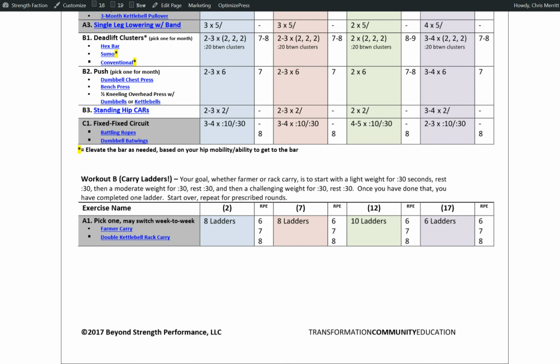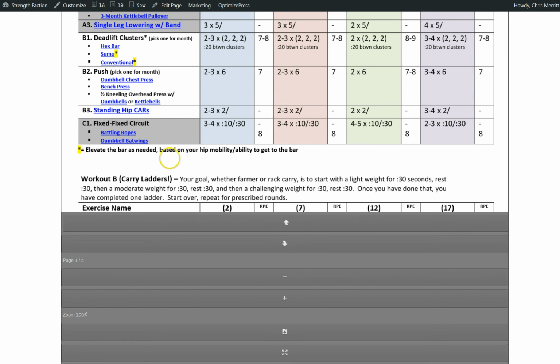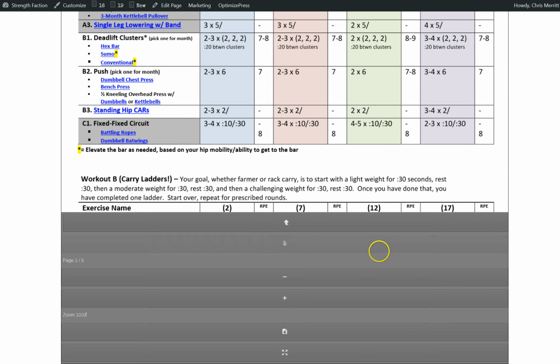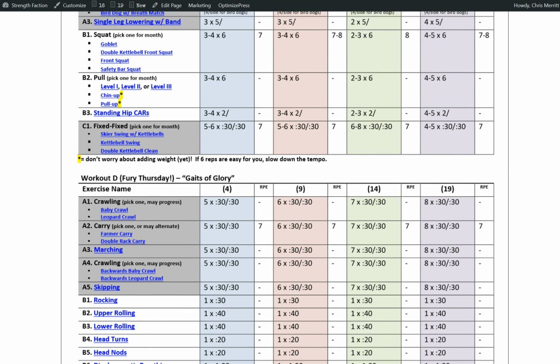Wow, tongue twister. So pick one, may switch week to week, and it says farmer carry or double kettlebell rack carry. So I choose farmer carry, not to be redundant, but I'm going to do farmer carry for 30 seconds at an RPE of 6, then I'm going to rest for 30 seconds. I'm going to grab a heavier set at an RPE of 7, carry for 30 seconds, rest 30 seconds, then an even heavier set, carry at an RPE of 8 for 30 seconds, rest for 30 seconds. That is 1 ladder. I'm going to do that 8 times, okay? And then obviously in week 3 it goes up to 10 ladders, and in week 4 it comes down to 6, right?